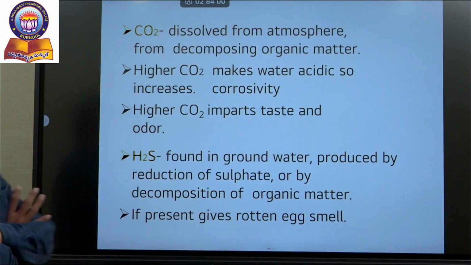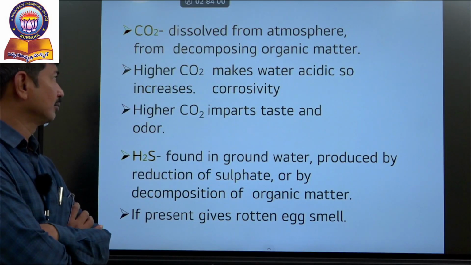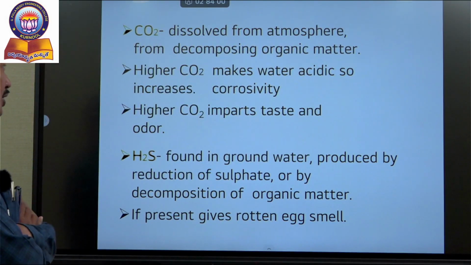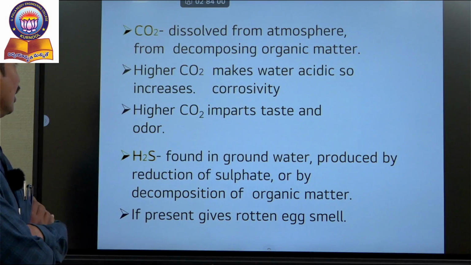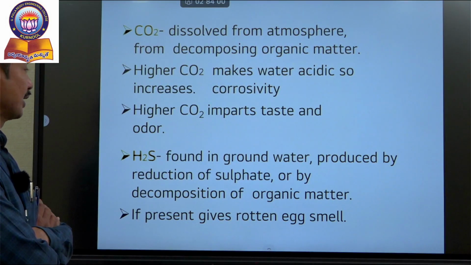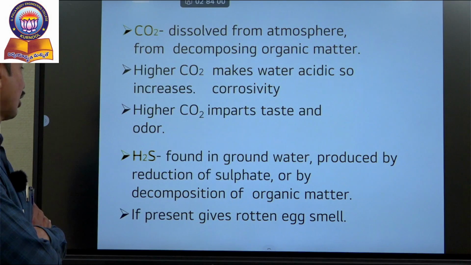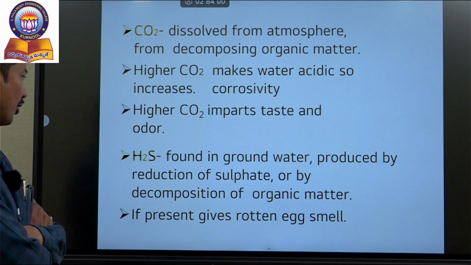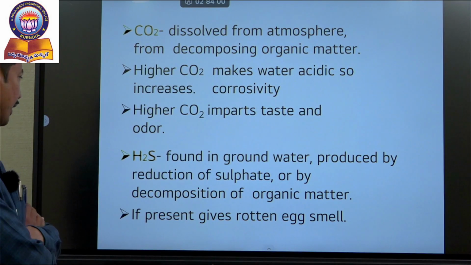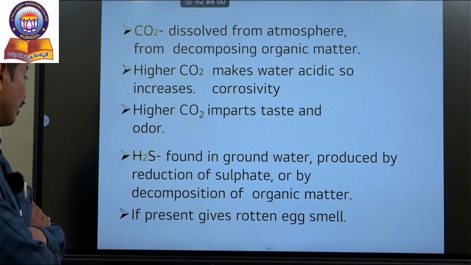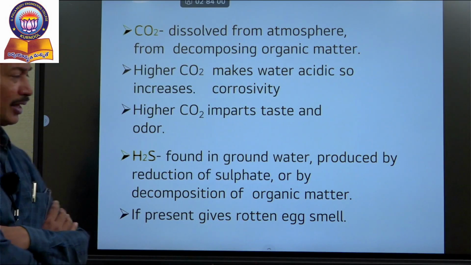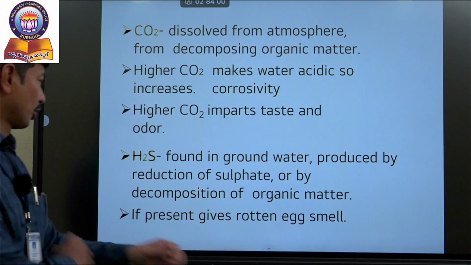Carbon dioxide is dissolved from the atmosphere and from decomposing organic matter. Higher carbon dioxide makes water acidic and may cause corrosivity, and it also imparts taste and odor. H2S is found in groundwater, produced by reduction of sulfate or by decomposition of organic matter. If present, it gives a bad smell, a rotten egg smell that we can't bear.